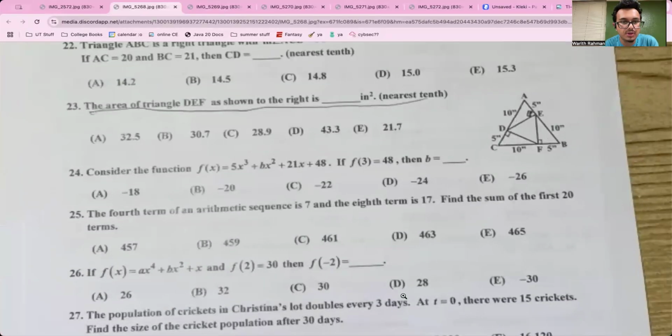Okay, 23. The area of this triangle is shown here. What is it? You can notice really quickly that these are all formed in the same way. This is an equilateral triangle in the middle. If this is 10, this is 5, we use Pythag. This side length here is going to be the square root of 75, right? Then we just need to find the area of an equilateral triangle with side length square root of 75.